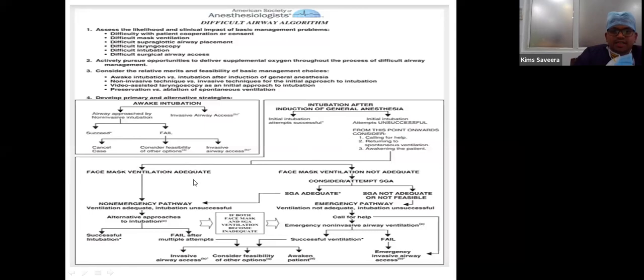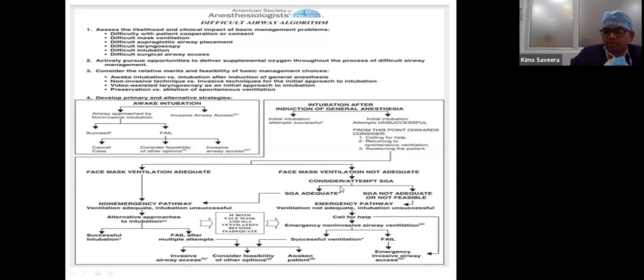Then face mask ventilation. We should see whether we are able to ventilate the patient or not. If we are able to ventilate, it is a non-emergency, and we can awaken the patient and cancel this and reassess. Or another try by the next expert, so that intubation is successful. If we fail, then we can go with an invasive airway approach.